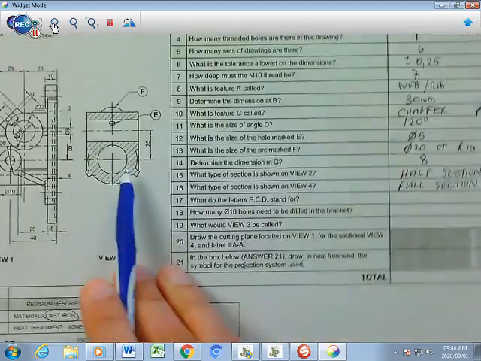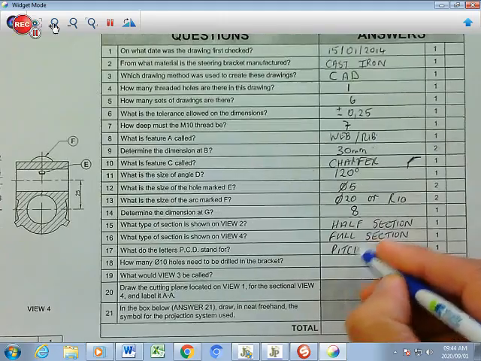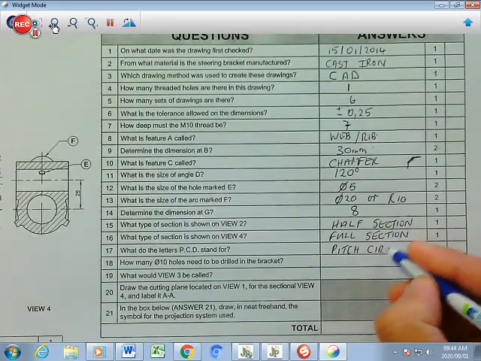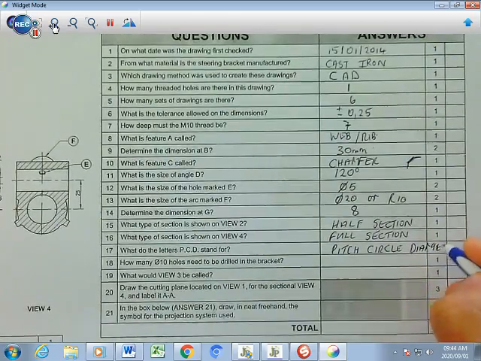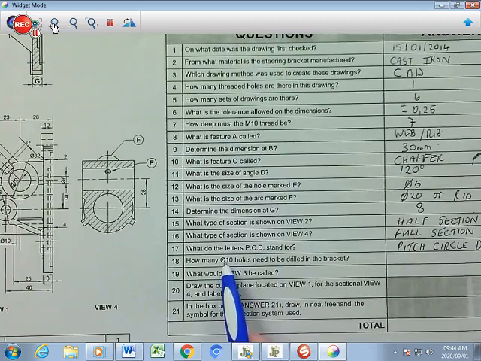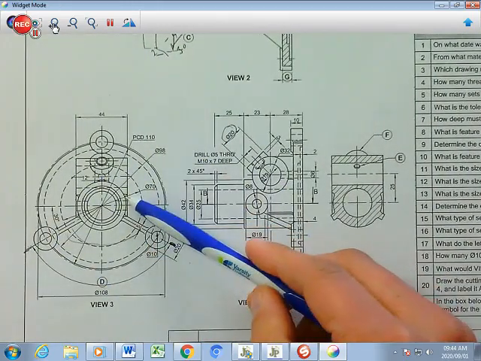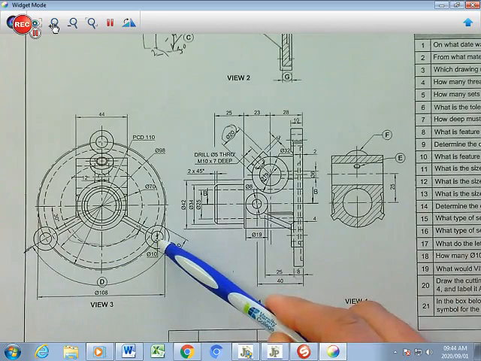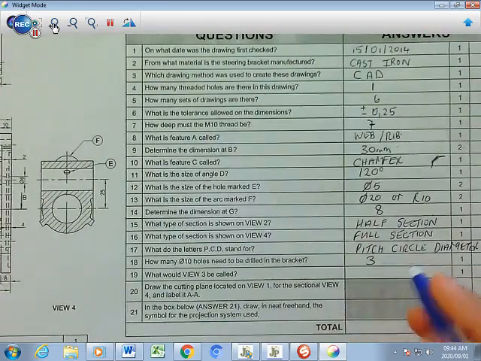So PCD is abbreviated as pitch circle diameter. That is your answer. Pitch circle diameter. How many diameter 10 holes need to be drilled in the bracket? So this is an entire bracket that you see there. Drilled 1, 2, 3. Alright, that's the entire bracket. So you're going to have 3 holes there.